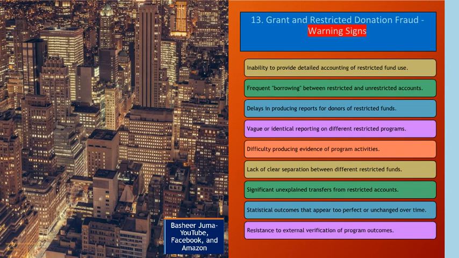Lack of clear separation between different restricted funds. Significant unexplained transfers from restricted accounts. Statistical outcomes that appear too perfect or unchanged over time. Resistance to external verification of program outcomes.